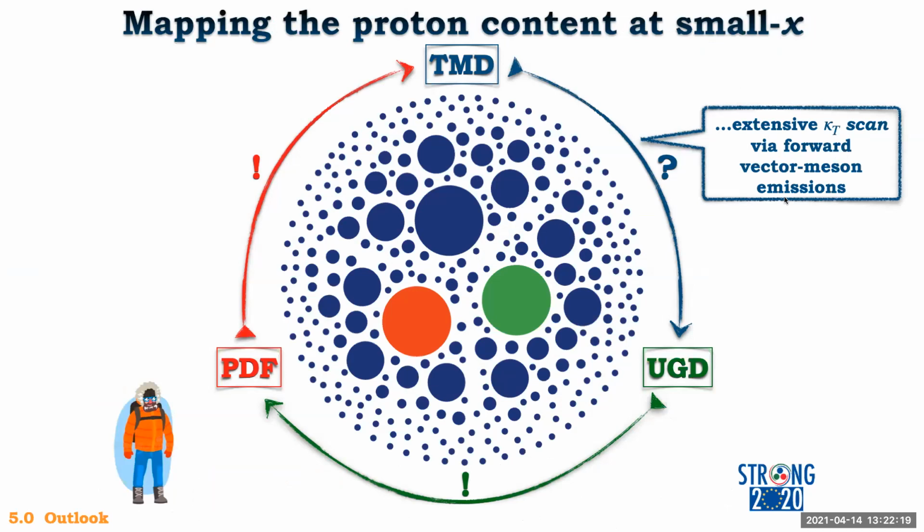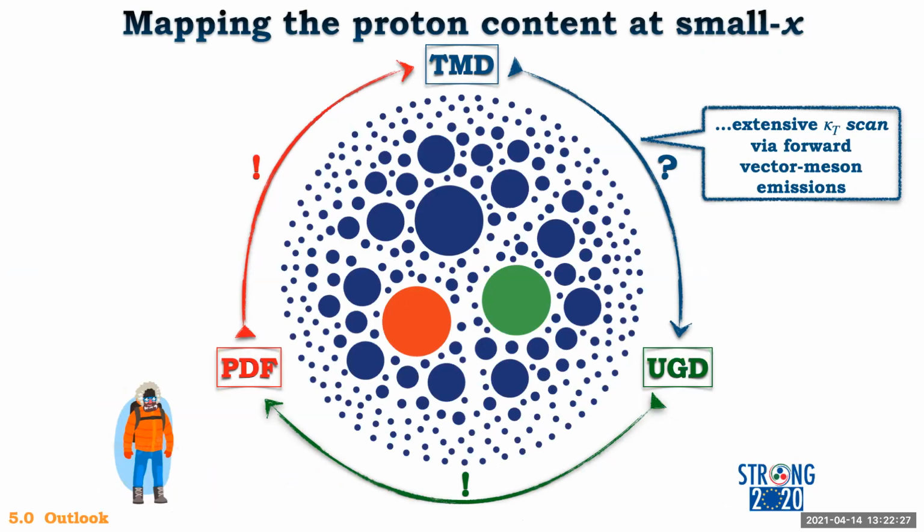Thank you, Francesco, for a very good talk. So do we have any questions? Yes, Farid, please. Hi, Francesco. Yes, very nice talk. I have a naive question. Yes. So these UGDs, the unintegrated gluon distributions, are the large kT limit of TMDs, right?